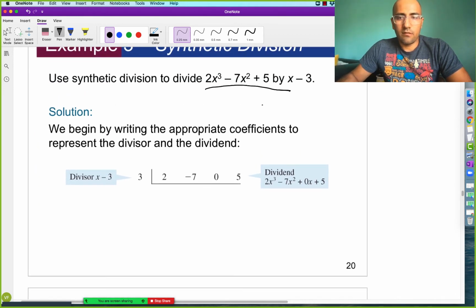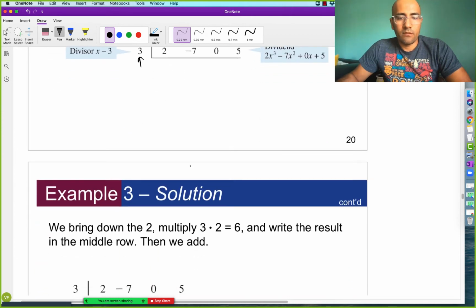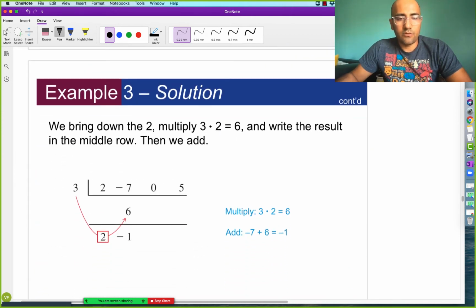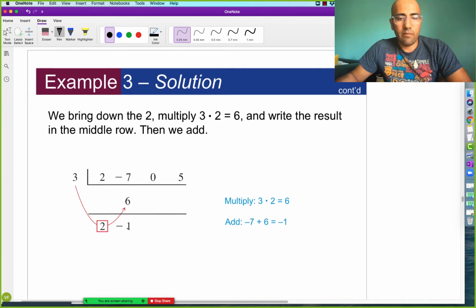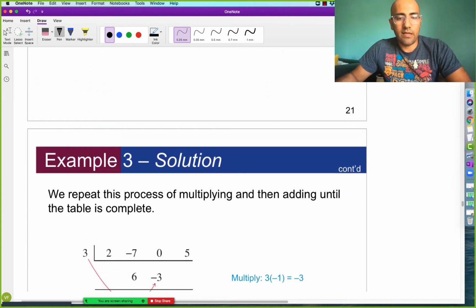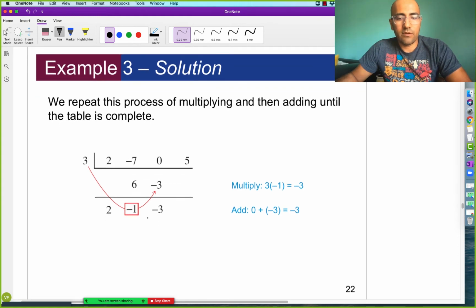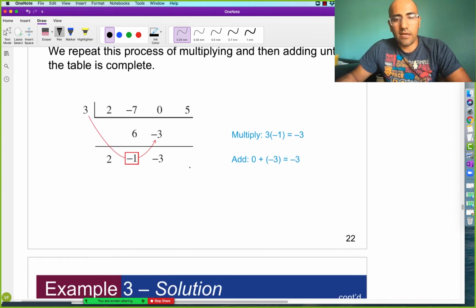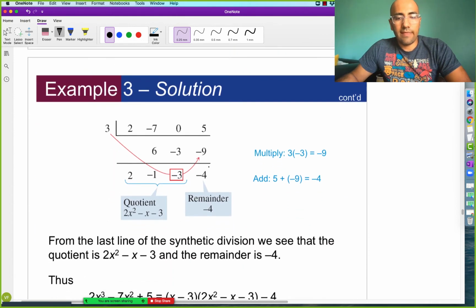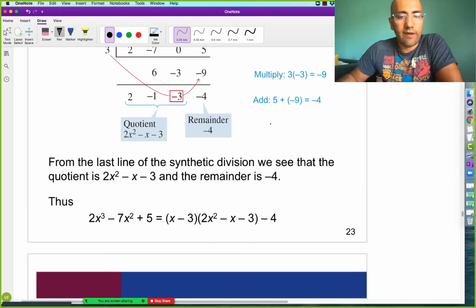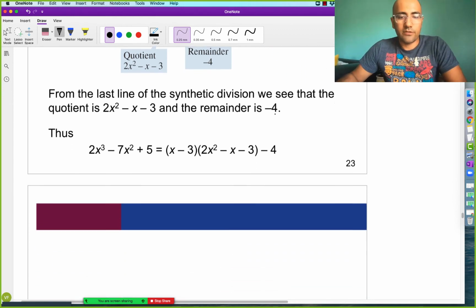So here is the polynomial we want to divide by this. We take a 3, 3 goes out here. We get all these coefficients, 2, 7, noticing that it's missing the 0, so we have to throw in a 0 because of the x to the power of 1 term. Good. Multiply, bring down the 2, 2 times 3 is a 6, add them together, they give you a minus 1. Multiply these two to give you a negative 3, add them together to get a negative 3. Multiply these two together to get you a negative 9, add them together, we get negative 4, and that's how we get our final answer. Any questions?